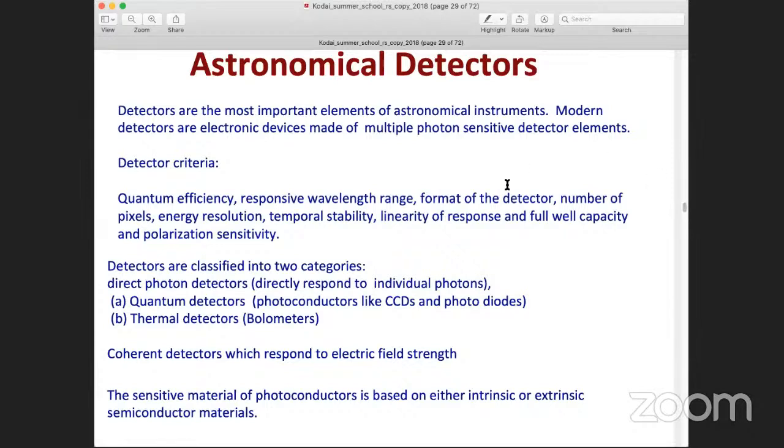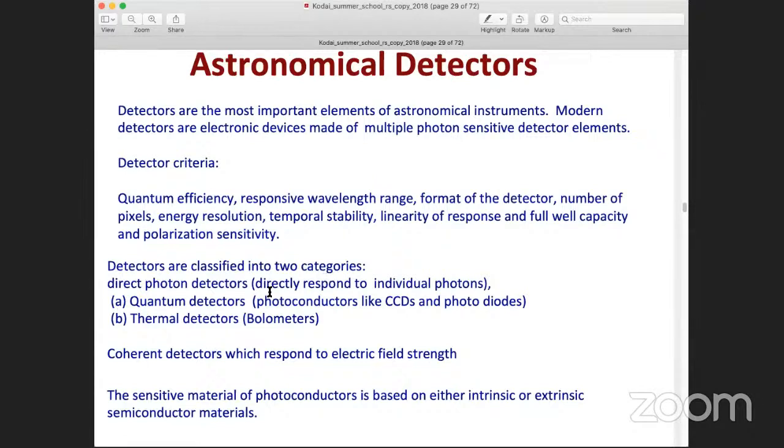And then the responsive wavelength range. What is the wavelength range in which we can use this detector? Format of the detector, number of pixels, and then energy resolution. That is, energy resolution is in terms of how many intensity depths we can have. How stable is the detector, and linearity response, and full well capacity, and polarization sensitivity. These are all the properties we consider.